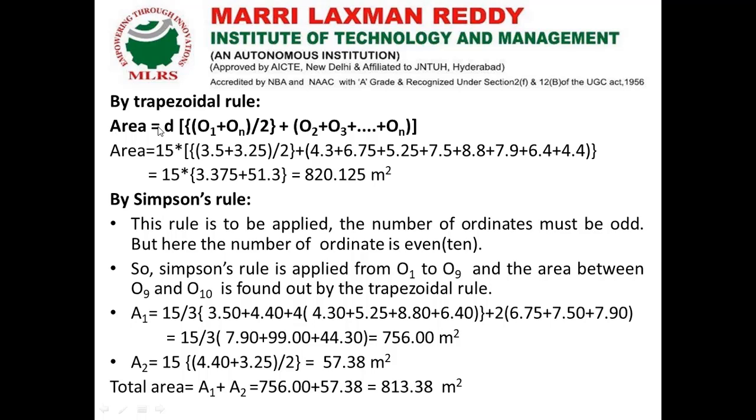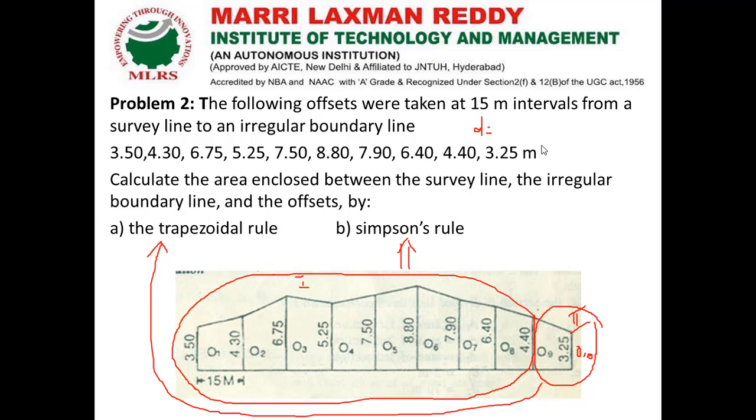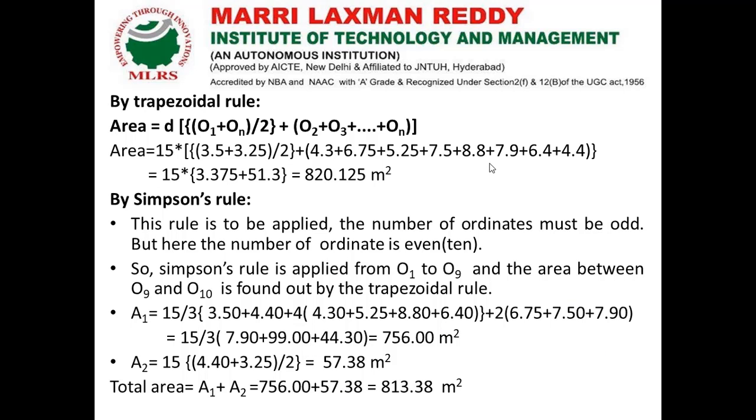The area is d into first ordinate plus last ordinate divided by 2 plus the remaining ordinates. Our distance is 15 meter, the first ordinate is 3.5 and the last ordinate is 3.25, divided by 2 plus the remaining ordinates, that is 4.3 plus 6.75 plus 5.25 plus 7.5 plus 8.8 plus 7.9 plus 6.4 plus 4.4. The area using the trapezoidal rule is 820.125 meter square.